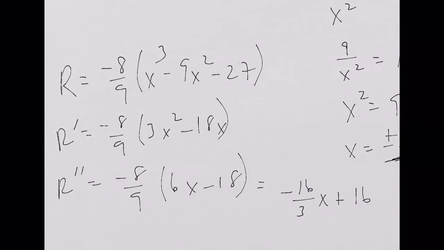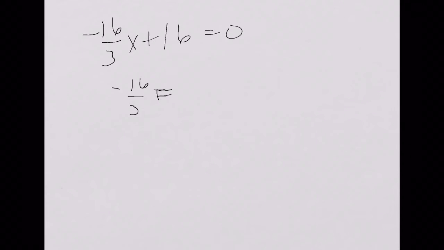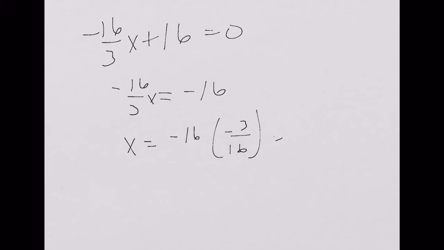Negative 16 thirds x plus 16. So if I set that equal to 0, multiply both sides by negative 3/16, I'd get 3. So on this one, I have an inflection point when x equals 3.